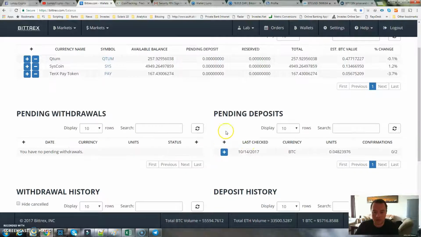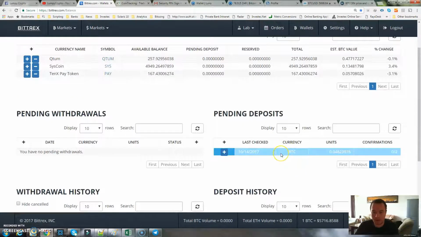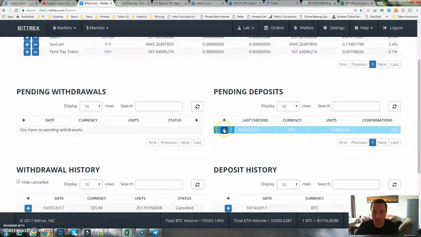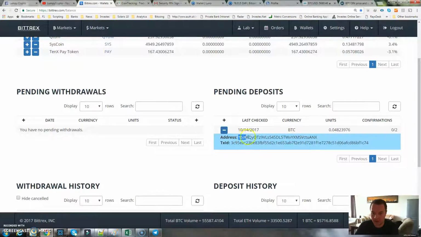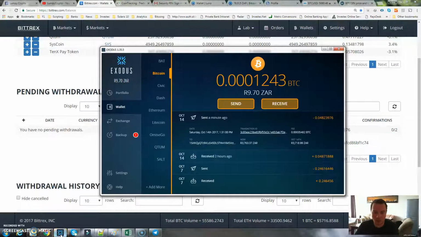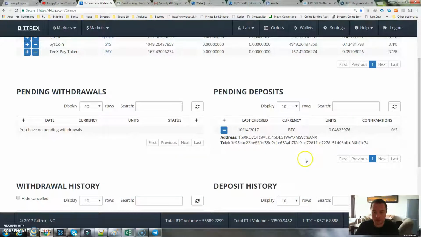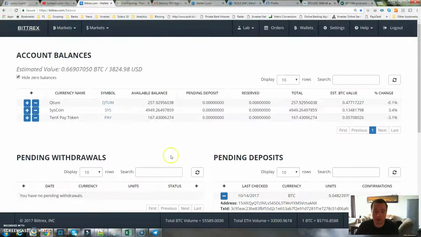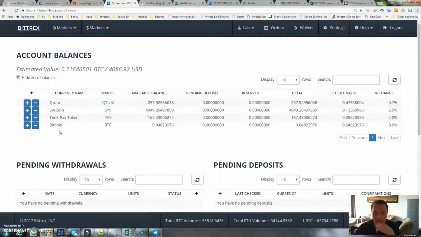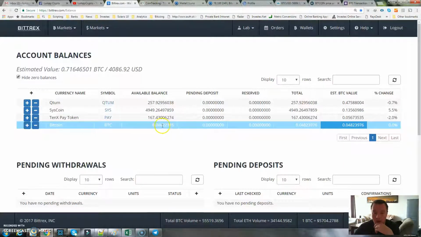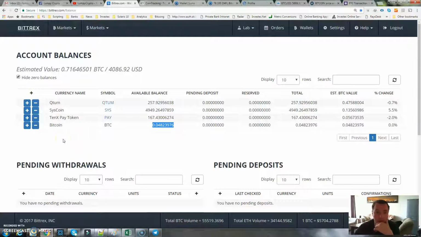If we do this and go back into Bittrex, we then have the deposit waiting, pending. So let's give it some time, and we'll see that that's there, and that's the transaction ID. We'll give it some time just to complete the confirmations, and then we'll see it in our wallet available for us to spend. Okay, so now we have our Bitcoins in our Bittrex wallet.